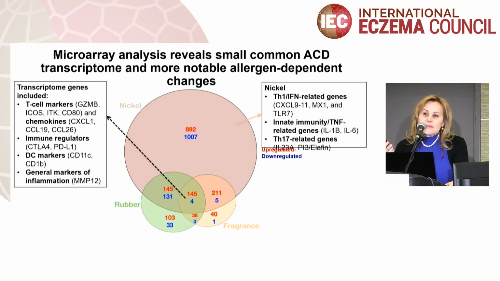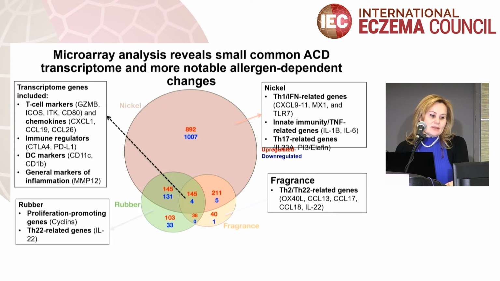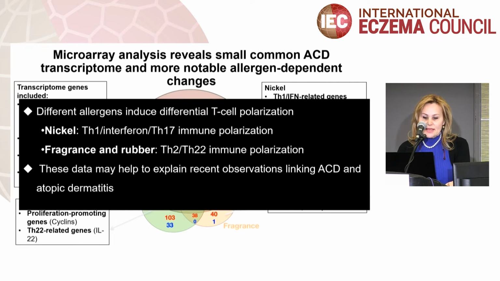For example, nickel had Th1, Th17 involvement, whereas fragrance had Th2 and Th22 involvement, and this sounds similar, right, to atopic dermatitis. And this may be the reason why patients with atopic dermatitis have many more fragrance responses. And rubber, also more prevalent in atopics, had increased Th22. So different allergens induce different T cell polarization, unlike the studies done in mice. Nickel showed Th1, Th17 responses, fragrance and rubber, Th2, Th22 immune polarization.